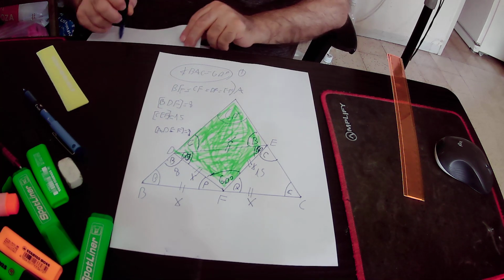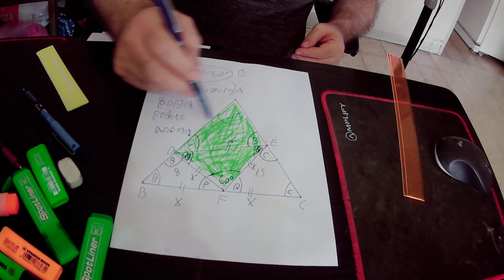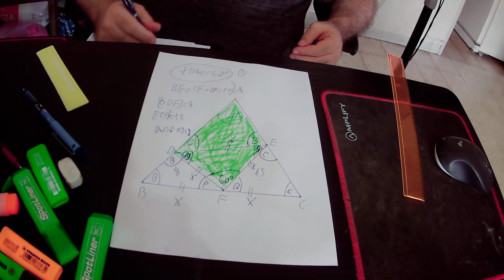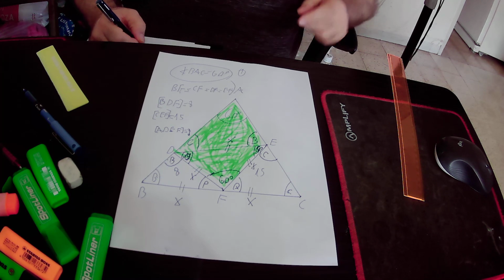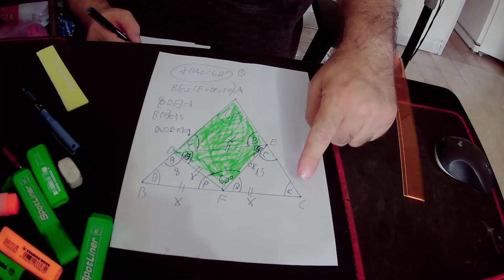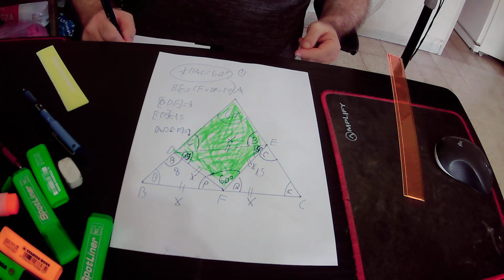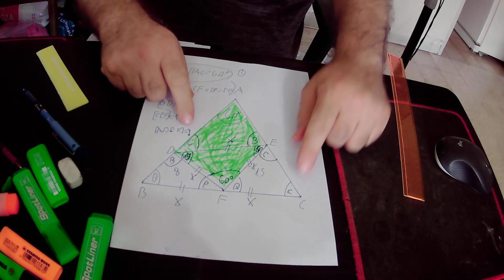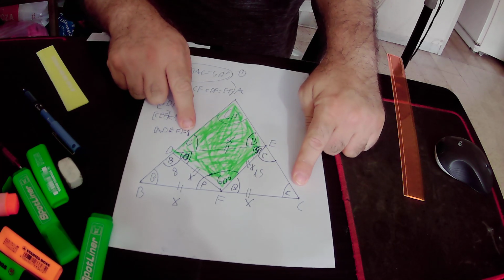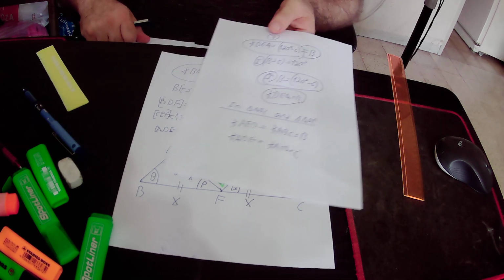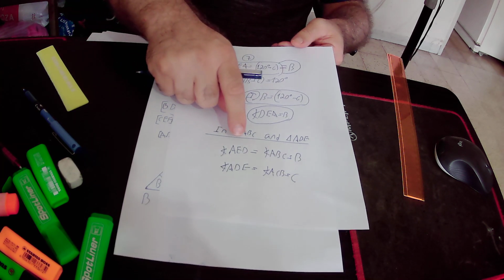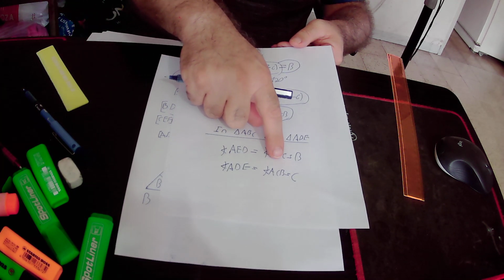And also angle ADE in the small triangle equals angle ACB in the big triangle ABC, and both those two angles are equal to C.